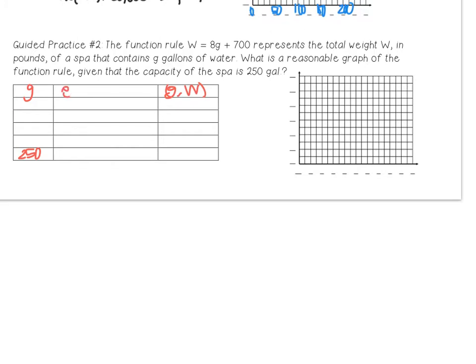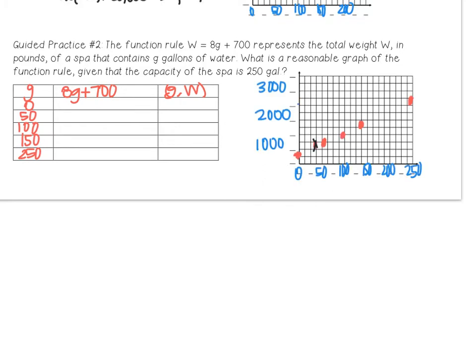My function is 8g plus 700. And I want to figure out what the graph's going to look like. So 0, 50, 100, we'll do 150 and then 250. And I know I skipped 200, but it's okay. Now I want you to plug those in, find your points, and then put them on the graph. And I'll give you the answer in just a second.